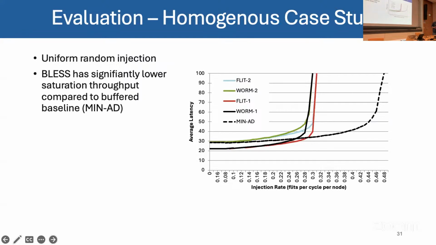So we compare 4 different versions of BLAST. With FLIT-2, it is meant that we use flit-level routing with a router latency of 2, and the same for FLIT-1, for example, with a router latency of 1, and WORM we use wormhole routing. When we look at just uniformly random injection of flits, we actually find that BLAST has significantly lower network saturation, so that's pretty bad.